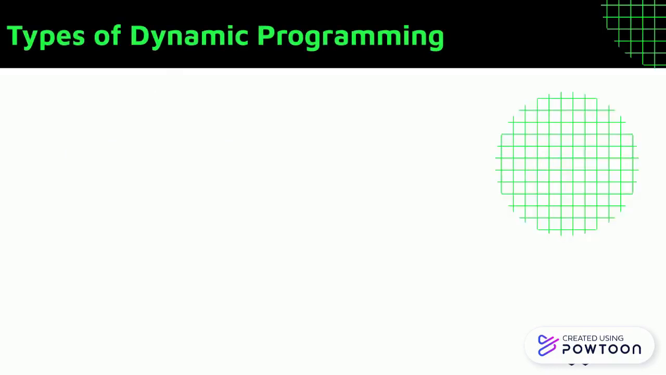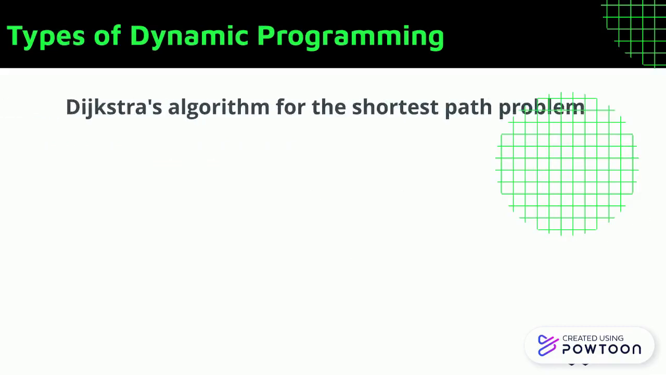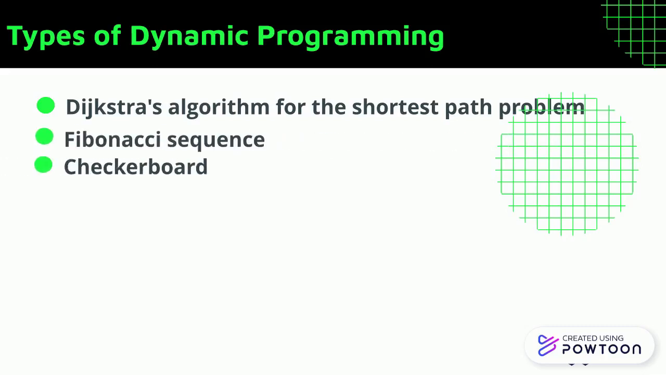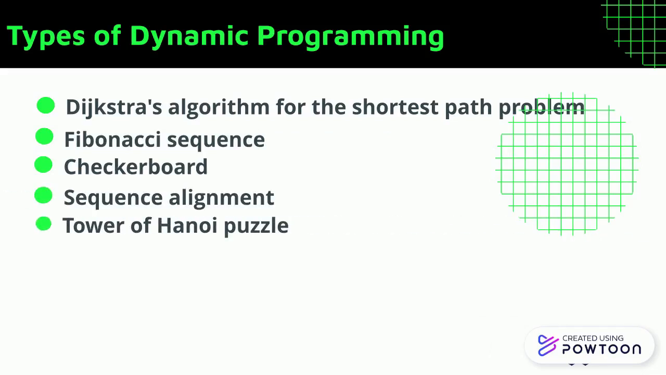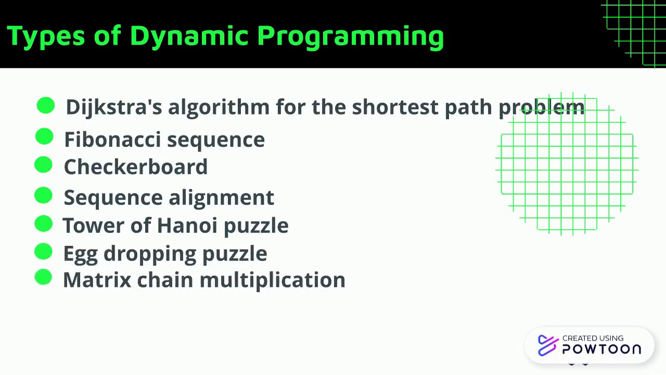And next is types of dynamic programming. First is Dijkstra's algorithm for the shortest path problem, and secondly is the Fibonacci sequence, and next is checkerboard, next is sequence alignment, and Tower of Hanoi puzzle, and 8-queens puzzle, and lastly is matrix chain multiplication.